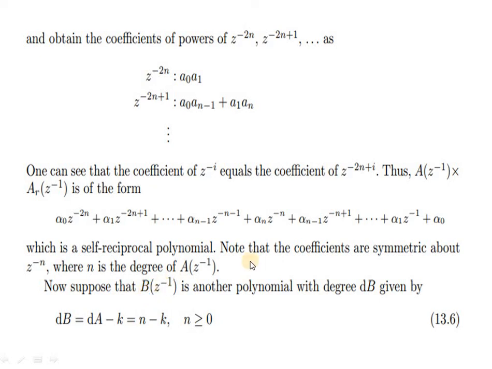Now, due to this symmetric coefficient, the polynomial taken, that is a polynomial, is self-reciprocal. Now take another polynomial, b of z inverse, with degree db, and the degree db is the degree of a minus k, which equals n minus k, because the degree of a is n. This k is taken because we assume that there is some delay in the b polynomial as compared to the a polynomial, therefore we take it as n minus k for the delay.